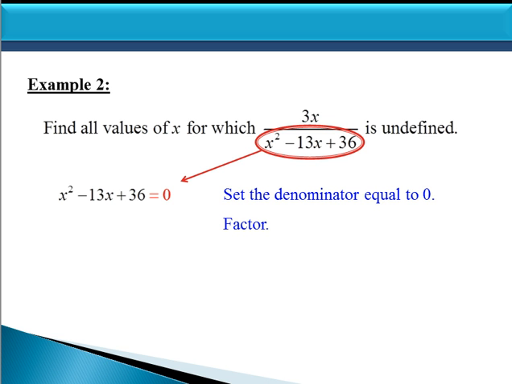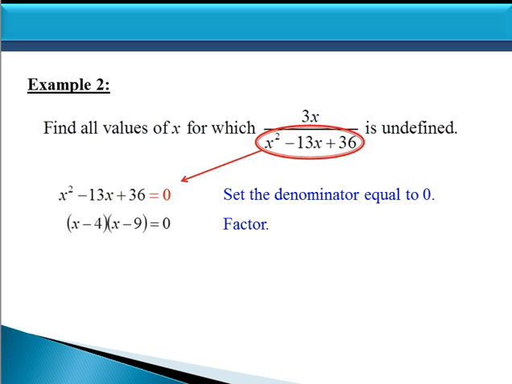So for this one, this is a quadratic equation, and so we are going to solve this by factoring. So we'll want to factor that trinomial. So you'd be wanting to think about two numbers that will multiply to give us 36 and add to give us negative 13. And those numbers would be negative 4 and negative 9.